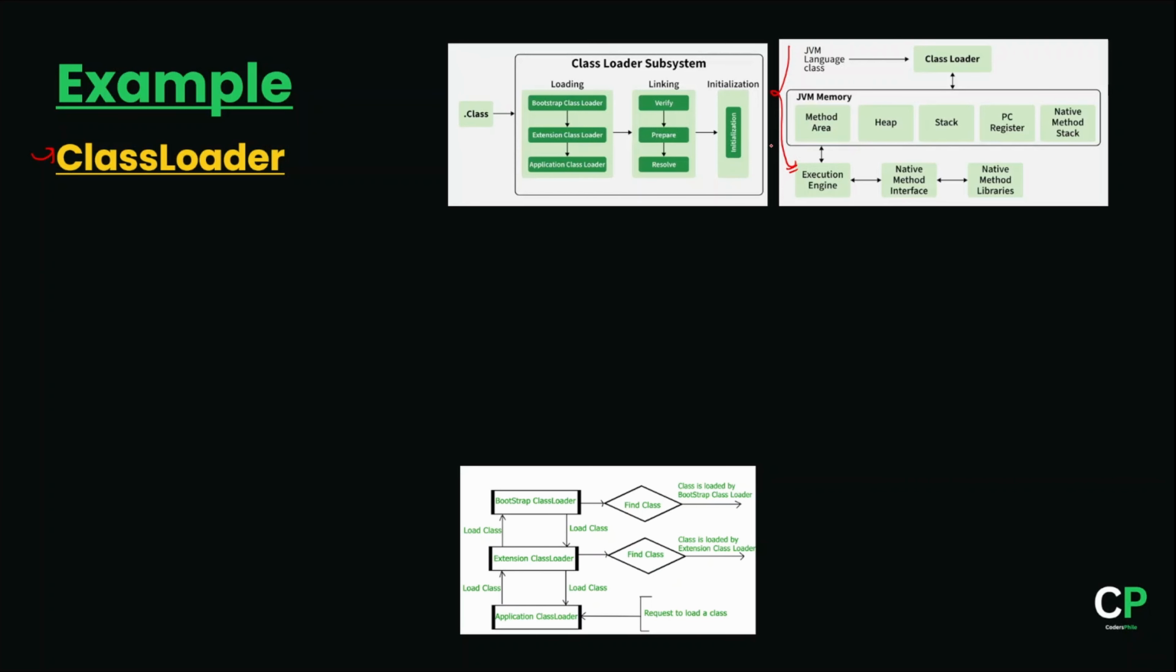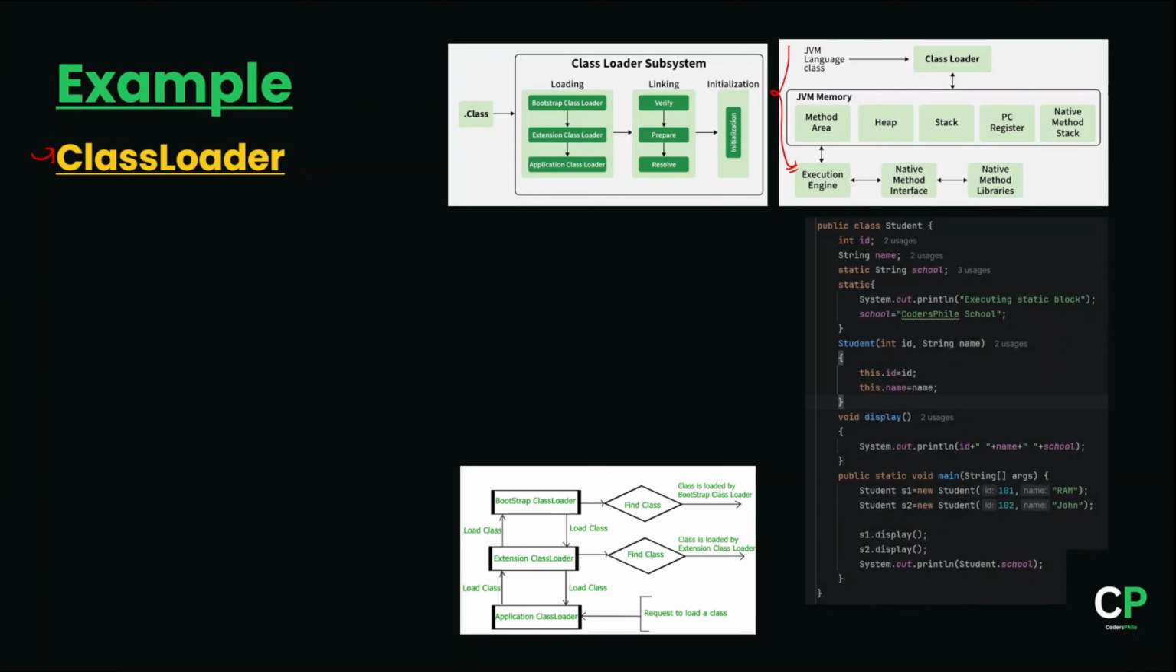Now let's see the working of this JVM architecture with the help of one example, so that we can get a clear understanding of how this JVM architecture helps in the execution of any Java program. For this example, we have one Student class, and in the Student class there are two attributes, ID and name, and there is one static variable school that will hold the school name for the particular student.